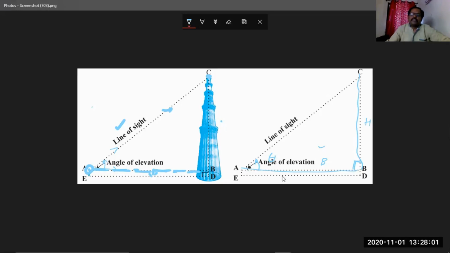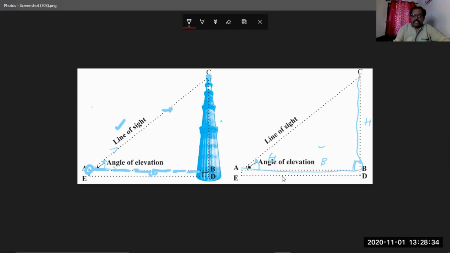Once we have a right angle triangle, obviously we can define the trigonometric ratios, right? Trigonometric ratios are defined in terms of the acute angle in a right angle triangle, in terms of the height, the base and the hypotenuse. In this way we relate heights and distances with the trigonometric ratios that we have seen up to now. Understood? Yes. So this is about the angle of elevation.